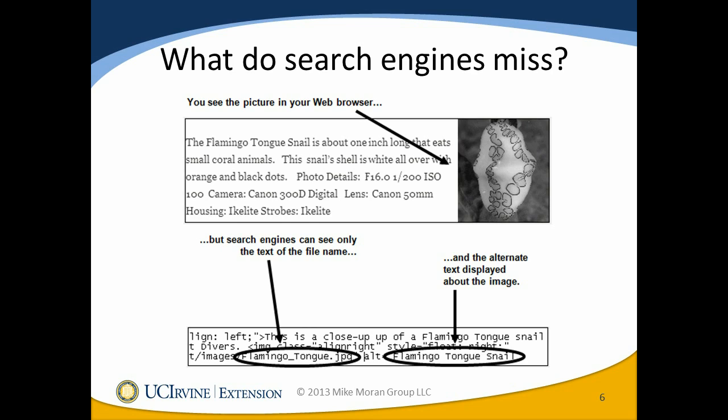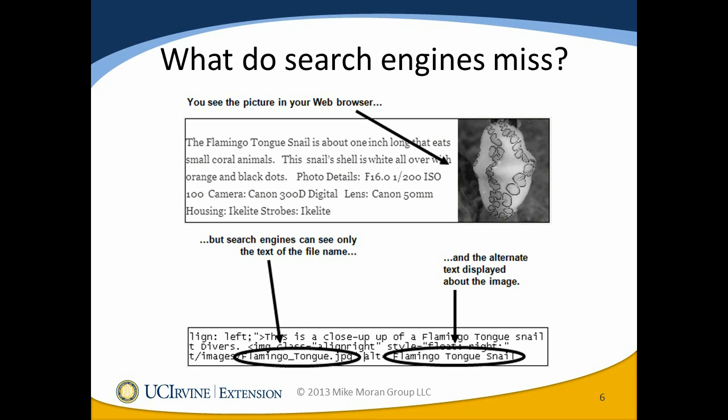Now, another thing to think about when you're considering content optimization is to understand what is it that search engines see and what don't they see. So one of the things that they don't see is images or videos. What they basically see is text. And so when you see on the screen that there's an image, the search engine isn't actually seeing that image.